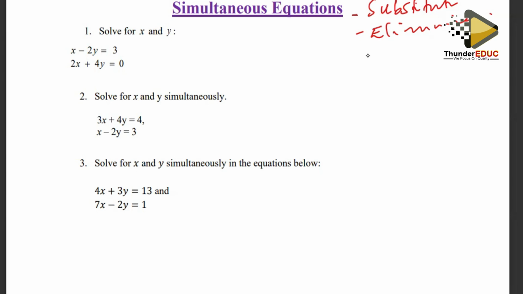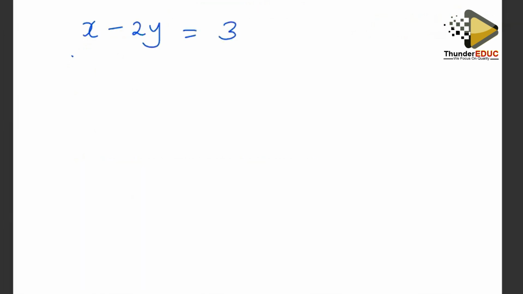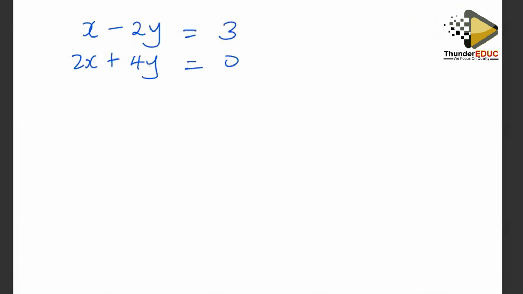So the first question is x minus 2y is equivalent to 3, and then 2x plus 4y is giving us a 0. So now what we said, we have two methods. Let me start with the elimination. I want to eliminate one of the unknowns. So step number 1, I have to baptize these equations. Call it equation 1, and then call it equation number 2.